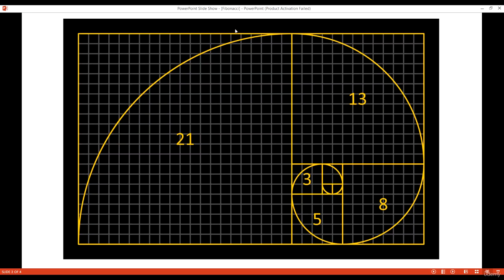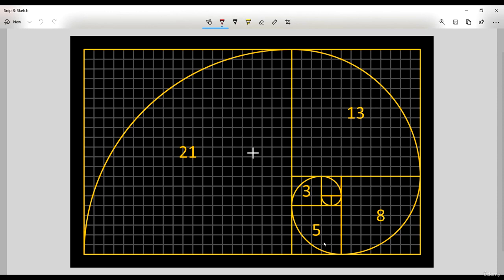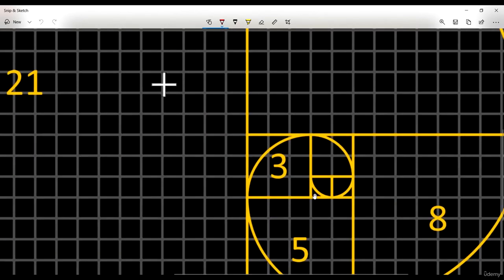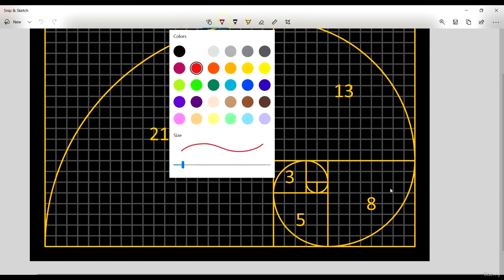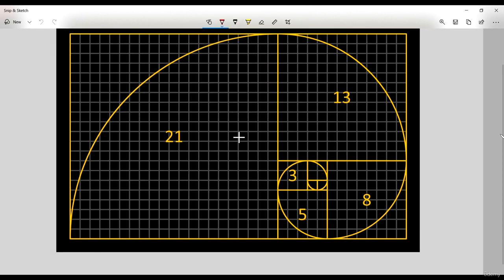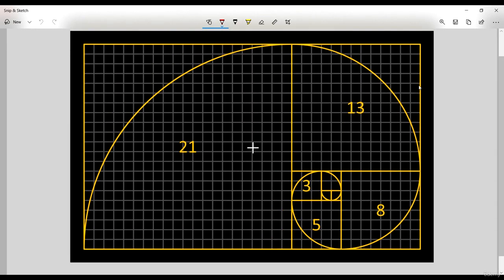So they even came up with this tool. They call it the Fibonacci spiral chart. And how did they come up with this? Let me just explain how they came up with this chart. So this chart was created like this. They just got a grid with equal boxes.